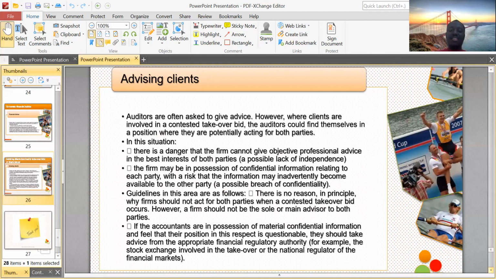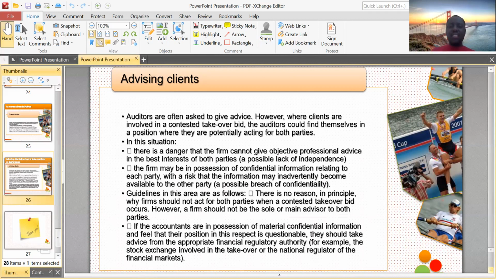So what are some of the guidelines in this area? In principle, it is not bad for an audit firm to be asked to act for both parties in a contested takeover bid. However, a firm should not be the sole or main advisor to both parties. If the accountants are in possession of certain confidential information and feel that their position in this respect is questionable, they should take advice from a regulatory authority. That's why regulatory authorities are there, so that audit firms can go to them in case they have situations that are bothering them, or situations that are above them.